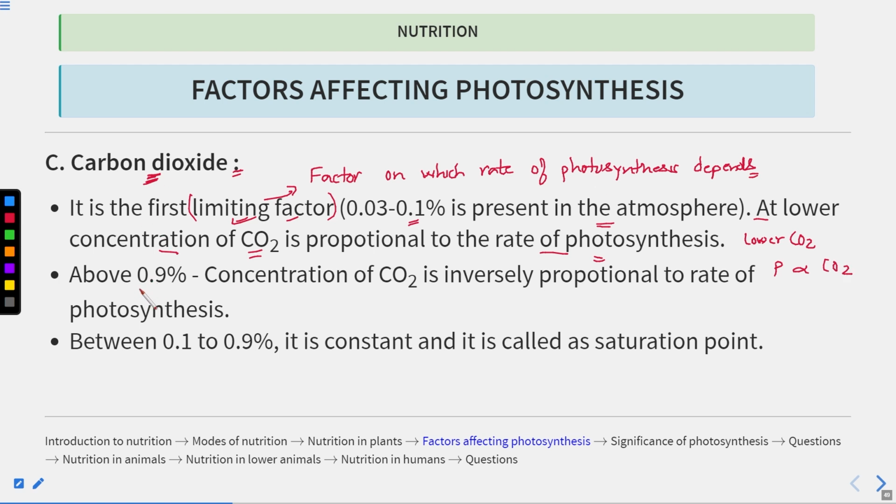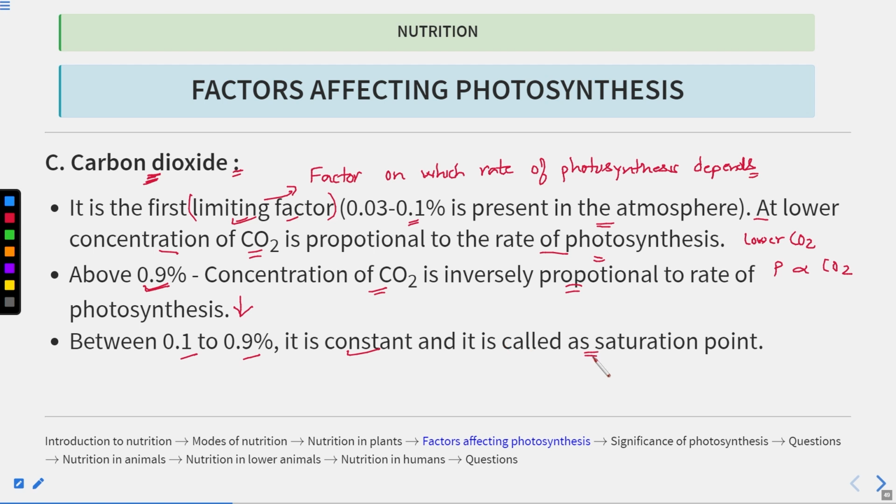Whereas if the atmospheric carbon dioxide concentration is above 0.9%, then the concentration of carbon dioxide is inversely proportional to the rate of photosynthesis, meaning the photosynthesis will decrease. But between 0.1 to 0.9%, the photosynthesis rate is constant. This is clear. And this is known as the saturation point.